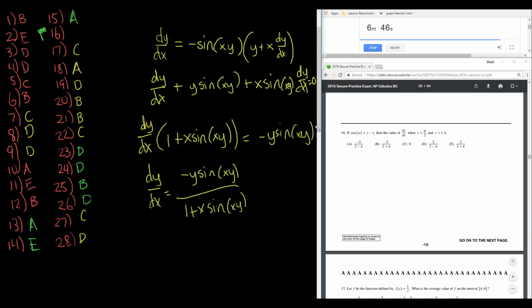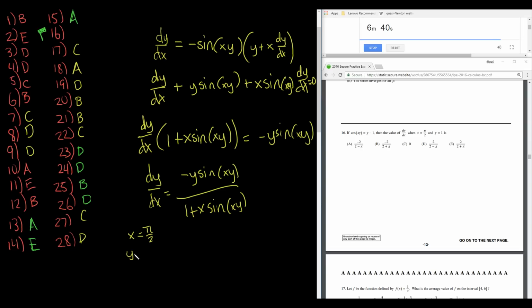Well, they're telling us x and they're telling us y, so x equals pi over 2, y equals 1. Let's solve this. We get negative y, so negative 1 times the sine of xy, so this is just going to come out to the sine of pi over 2, which is just 1, so negative 1, divided by 1 plus x is pi over 2 times the sine of xy, which again we know is just 1. So this times 1 doesn't affect anything. It's just negative 1 divided by 1 plus pi over 2. Except it's not right. But it looks pretty similar to a lot of the answers.